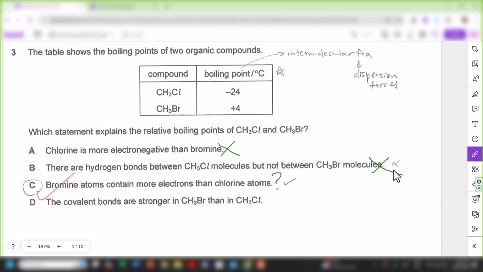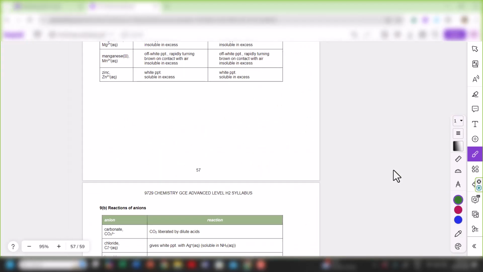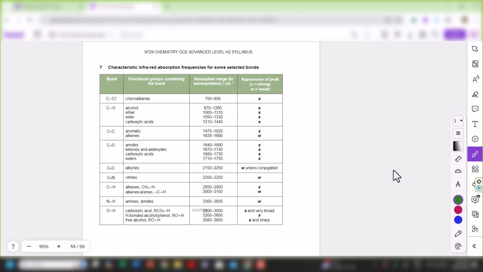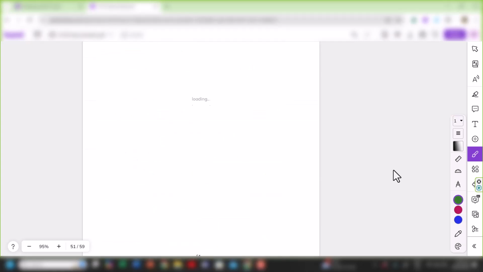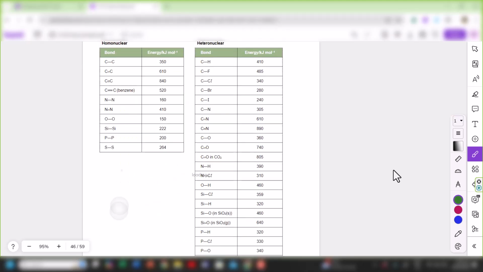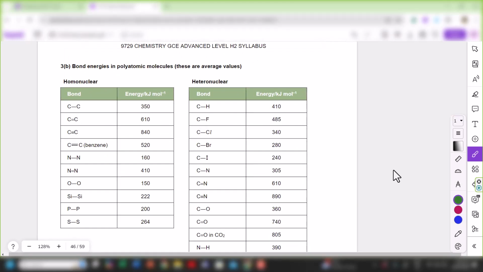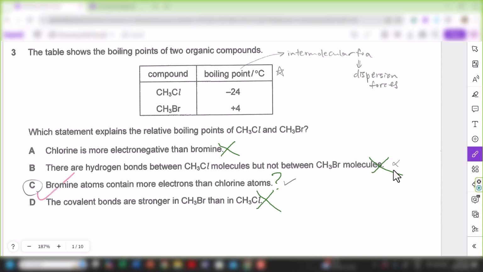Definitely no. In fact the C-Cl bond is stronger as compared to the C-Br bond. You can easily check the data booklet. I don't encourage you to check, because there isn't a need to, but if you want to, just for the fun of it, C-Cl is 340, C-Br is 280, so it's stronger. So it's wrong as well.